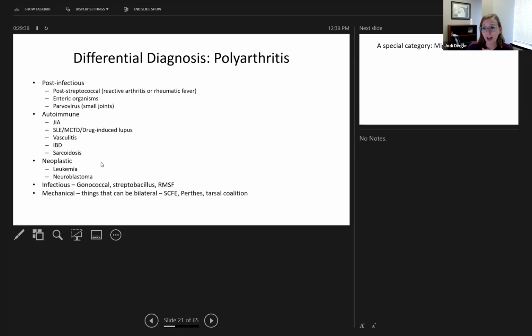And so that's one reason why in any kids with a new diagnosis of arthritis, I'm getting some screening labs to make sure there's nothing else that looks fishy. Infections like gonococcus, streptobacillus, and Rocky Mountain spotted fever can all give a polyarthritis. And then any of the things that can be bilateral could be polyarthritis in the mechanical category. Again, that's why it's at the bottom of the list. It would be less likely, but you can have bilateral SCFEs, bilateral Perthes, and bilateral tarsal coalition. These are all possible things that could fall in the polyarthritis category by being just the same thing on both sides.